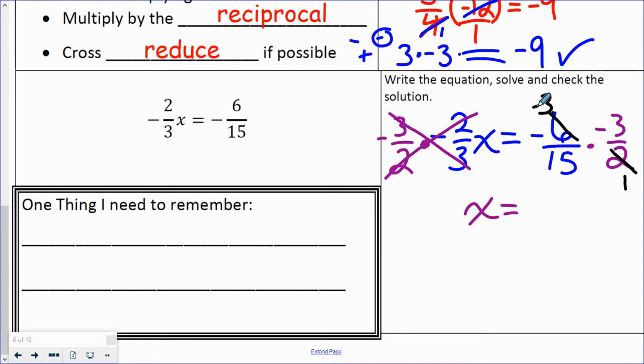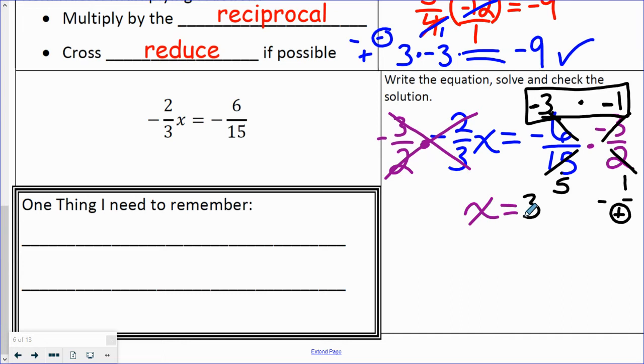Okay, so we have now a -3 and a 15. 3 goes into 15 5 times, and this stays as a -1. So I'm really left with this -3 times a -1. And remember, 2 negatives will make a positive, because this tells me to do the opposite of this one. So I get x equals 3. That's my solution. We need to check our work.